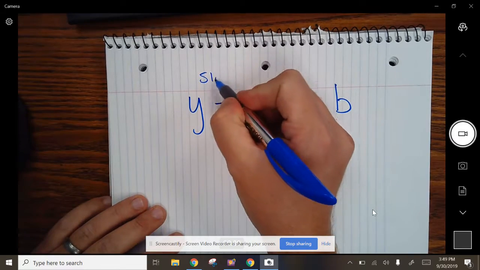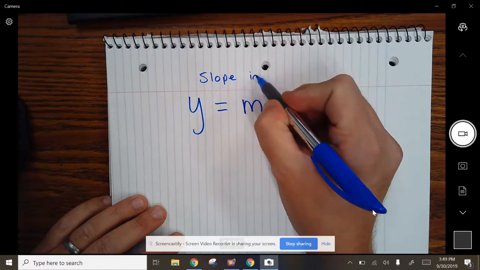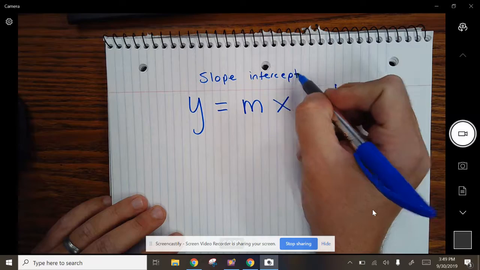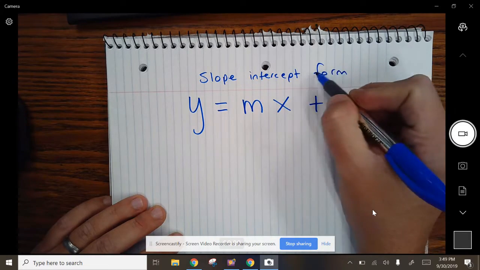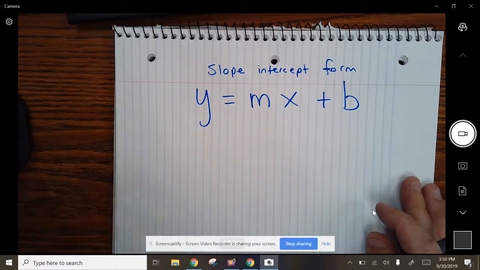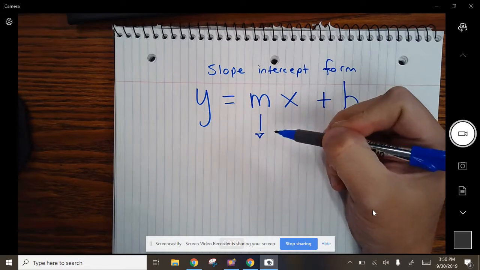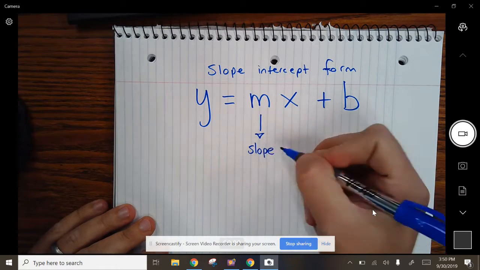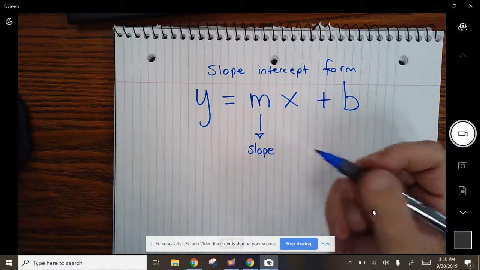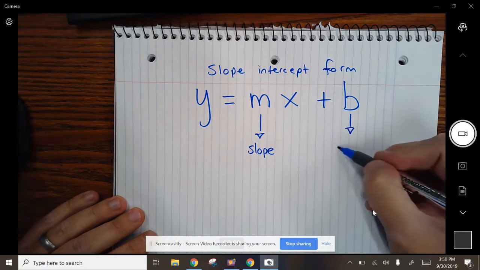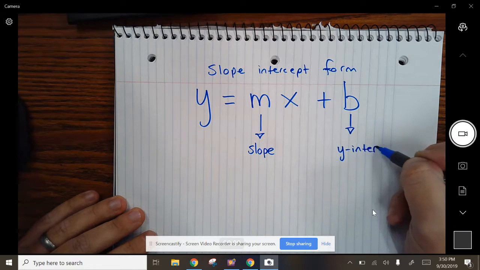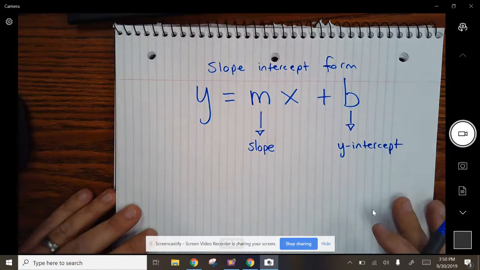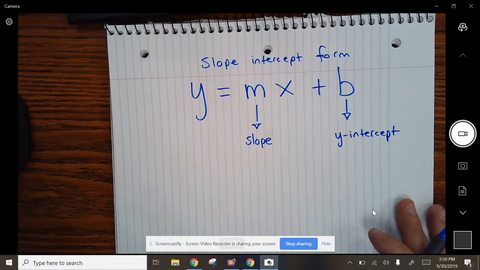And this is actually called slope intercept form. In this part, the m is called the slope. And on this side, we have the y-intercept, okay? And I'm going to keep going down from here.